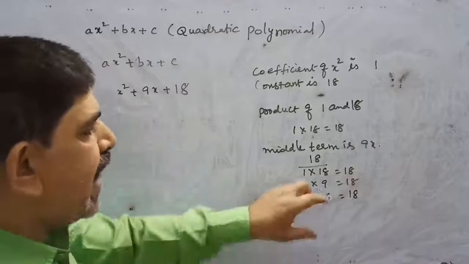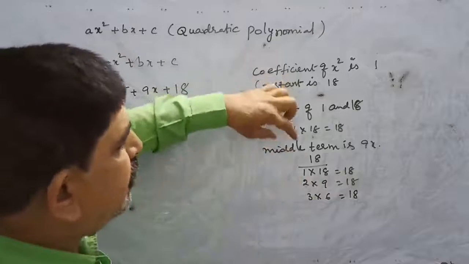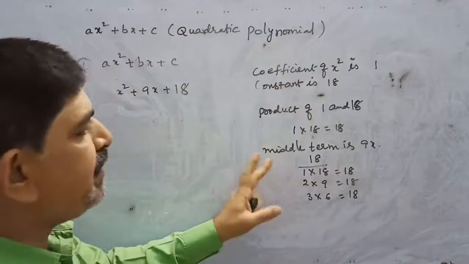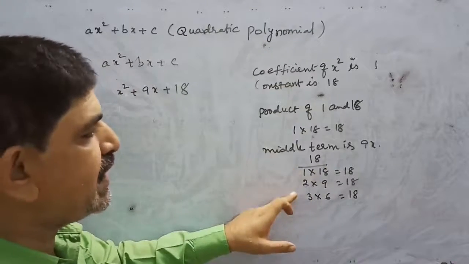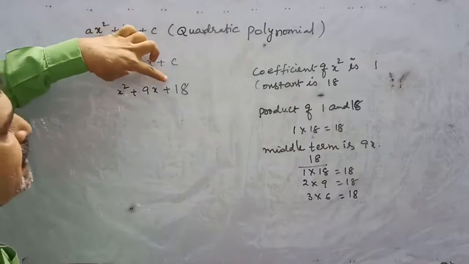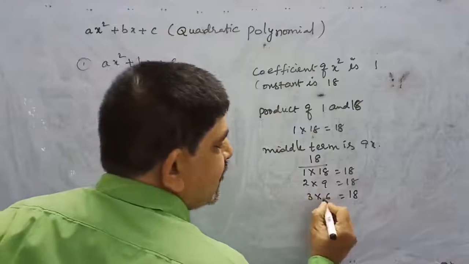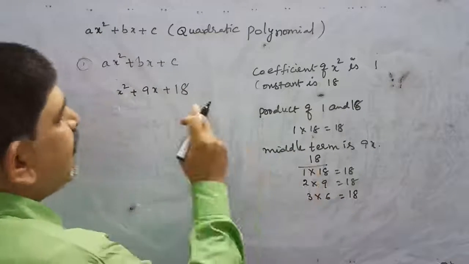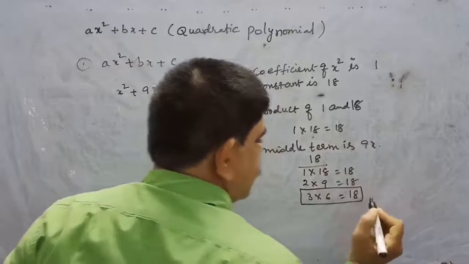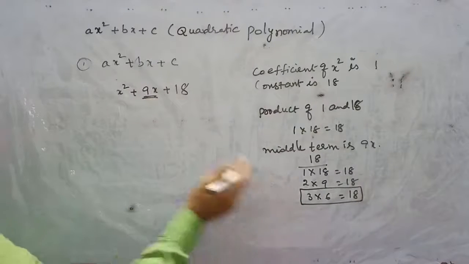In these three, we have to take any one, and whenever we multiply those two factors, we must get 18. Whenever we add or subtract those two factors, we must get the middle term, that is 9x. Here in this given problem, all the symbols are positive, so we have to take the positive terms. Now here 3 times 6 is 18, 3 plus 6 is 9. So we have to take this one.